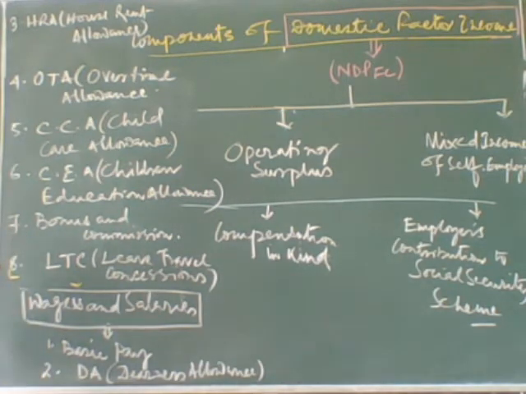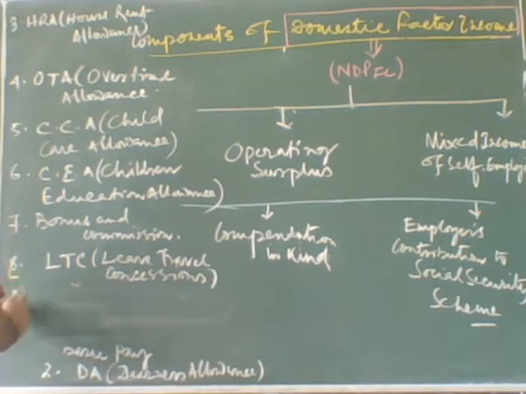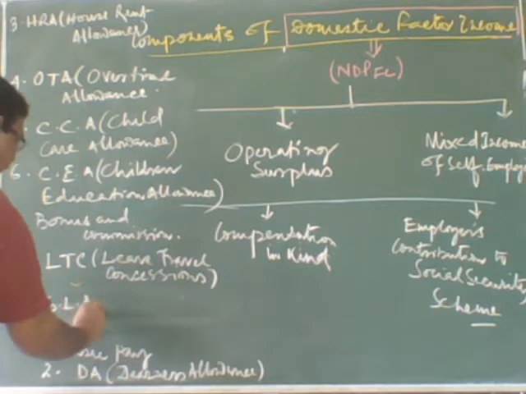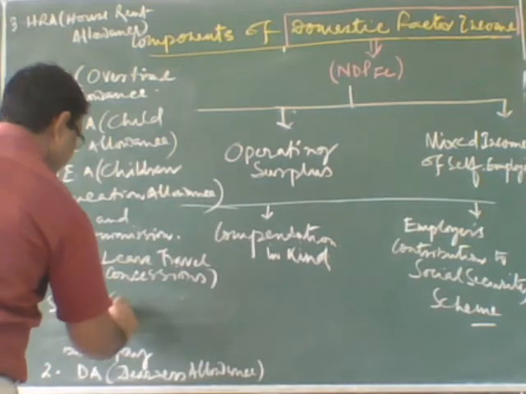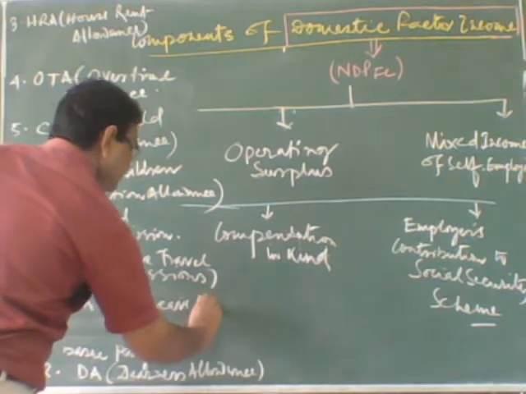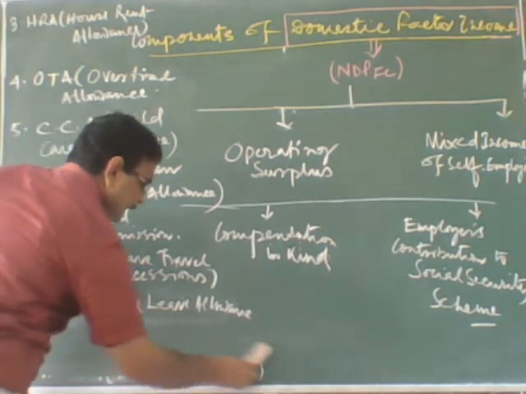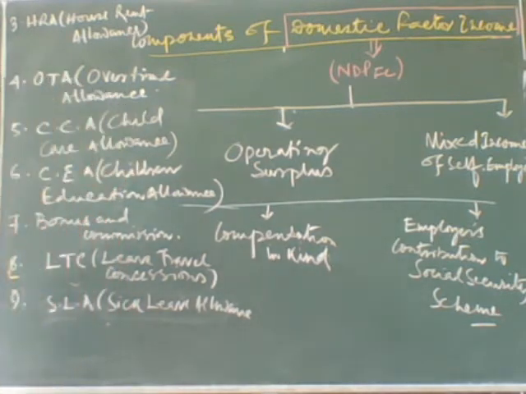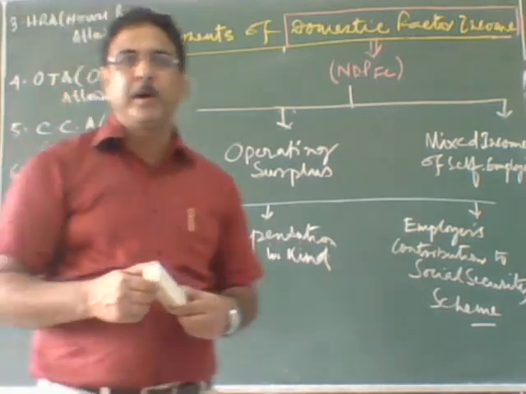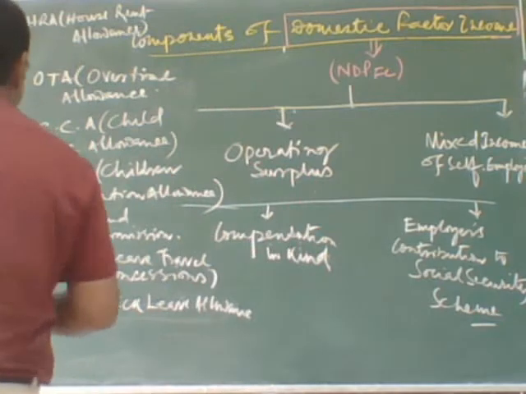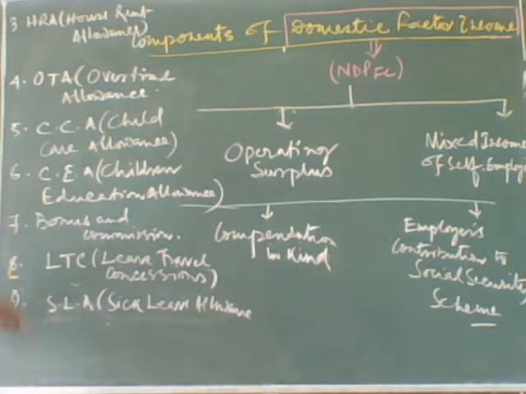And number nine is sick leave allowance, SLA. So all these are part of wages and salaries. The employers pay to their employees in the form of basic pay, DA, HRA, OTA, CCA, CEA, bonus and commission, LTC and SLA.